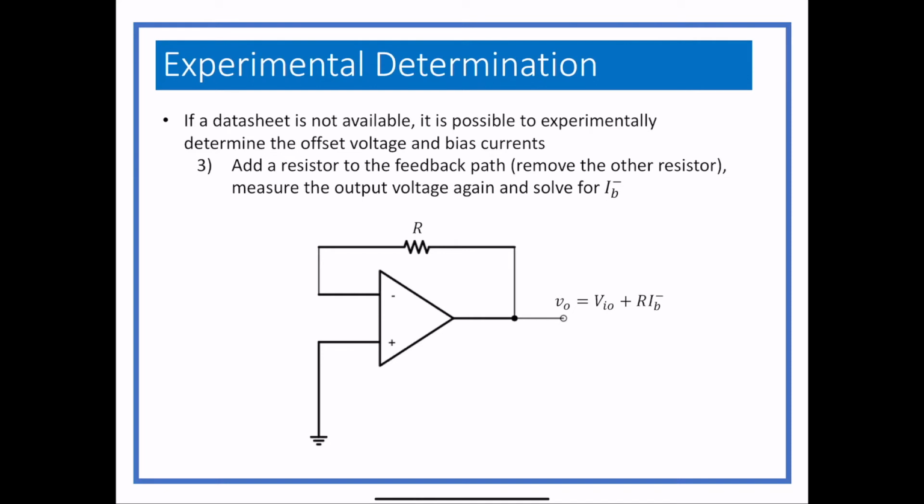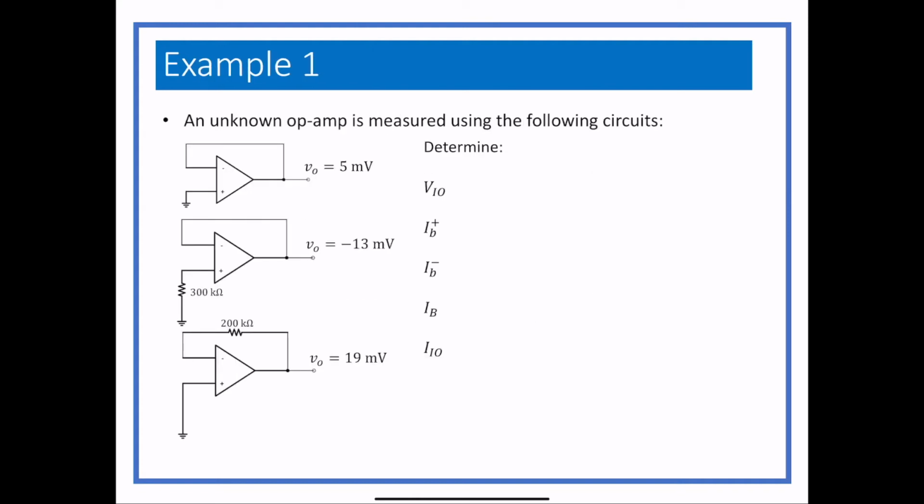And this is something that we used to actually do 20 years ago relatively frequently. You could figure these things out. It only takes a couple minutes, and then you can figure out what those offsets are. So I'm going to actually show you an example of how to do that. So this is an unknown op-amp that was measured 3 times. There are 3 different measurements made, and from those we're going to determine what all of those values are. So in the first circuit at the top, there is no resistor in the circuit.